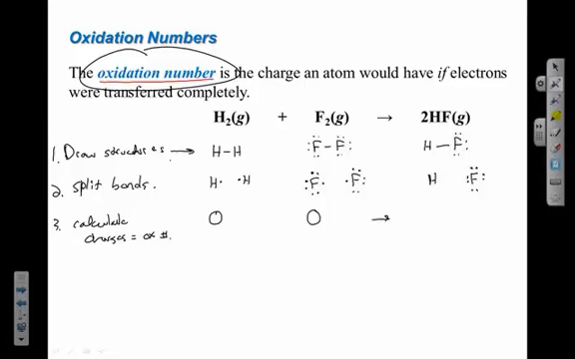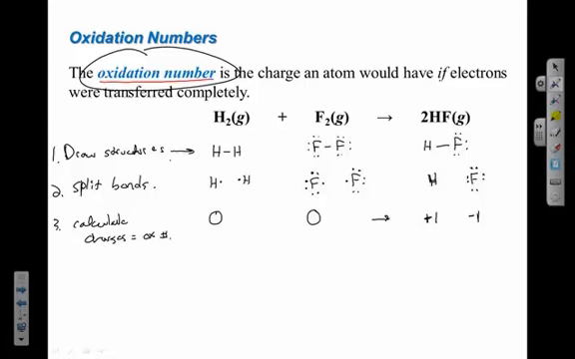On the right-hand side, the hydrogen now has no electrons. So if it has one proton and 0 electrons, that means it has one positive charge that isn't balanced. So I'll call that +1. That's its oxidation number. And the fluorine has 8 electrons, which means it has one more than it needs to be neutral. So that's a -1 oxidation number. So now I've got the oxidation numbers. That's method 1.